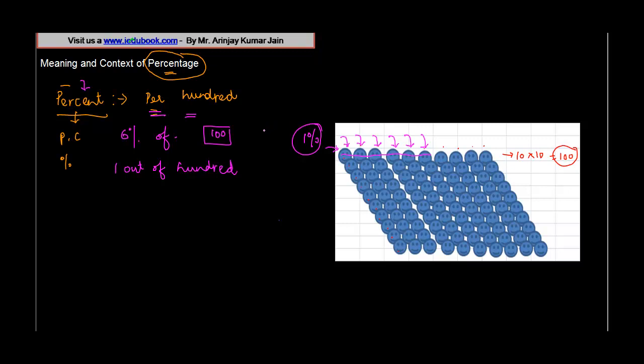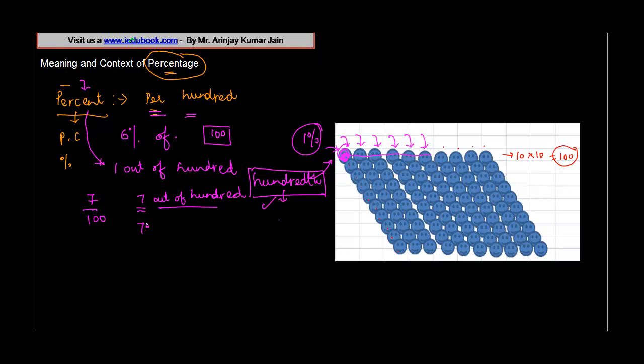Okay? Each of these parts, let's say for example this particular smiley, is referred to as the 100th part, or simply 100th. Right? So if someone was to ask you, what do you mean by 7 divided by 100? This means it's 7 out of 100. Right? We learned this in fractions. But percent means what? 1 out of 100. So if you have 7 out of 100, this means 7%.